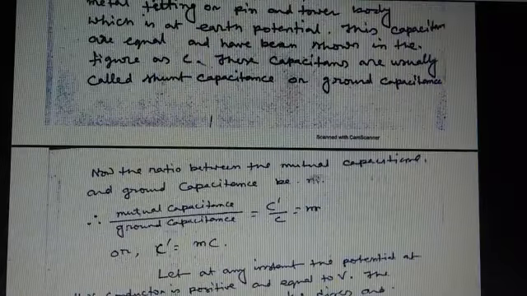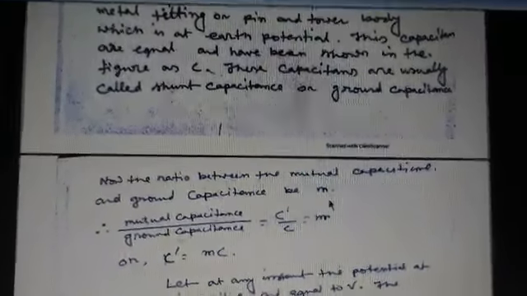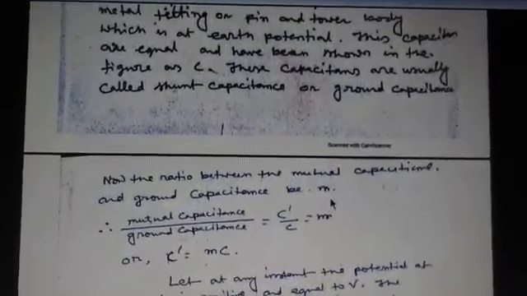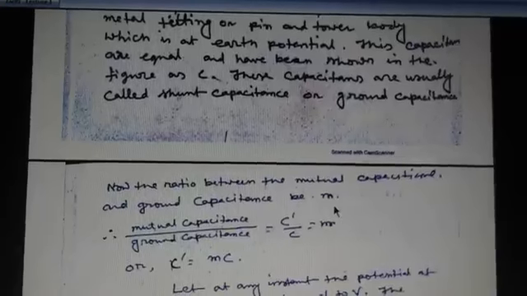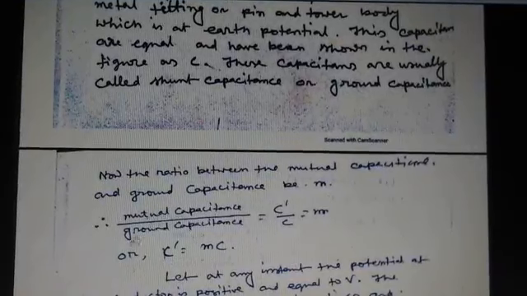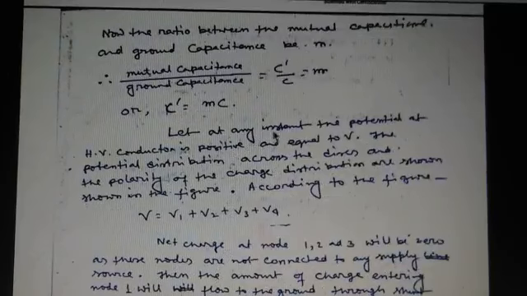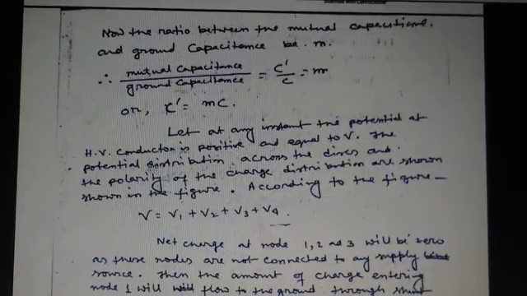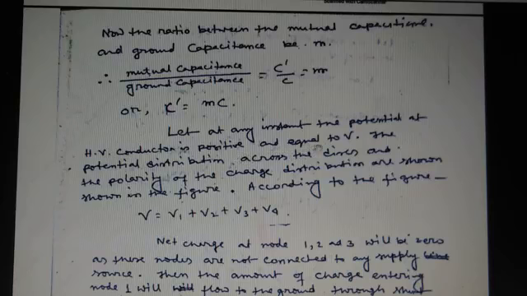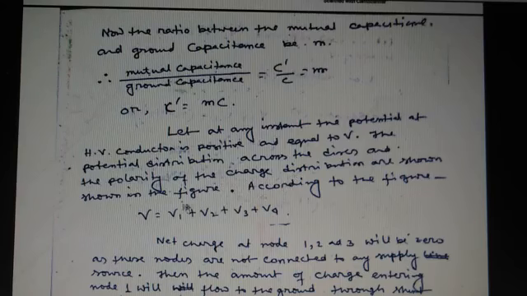Now the ratio between the mutual capacitance and the ground capacitance is denoted by small m. Therefore the ratio of mutual capacitance to the ground capacitance, that means C dash by C, equals m, or C dash equals mC. This is a vital equation. Let at any instant the potential at the high voltage conductor be positive and equal to the voltage V. The potential distribution across the discs and the polarity of the charge distributions are shown in the above figures.